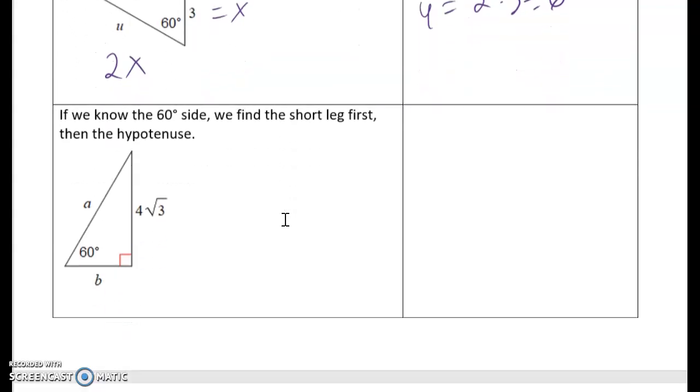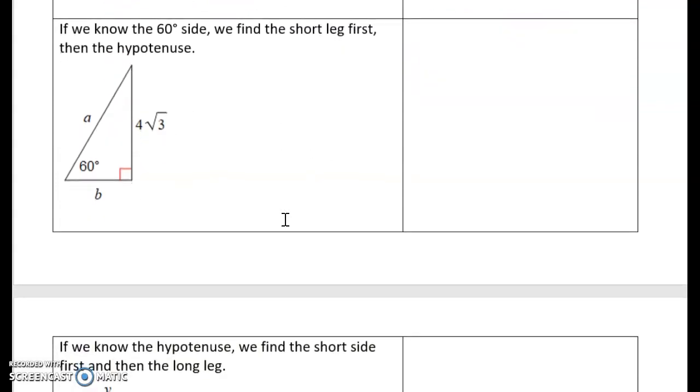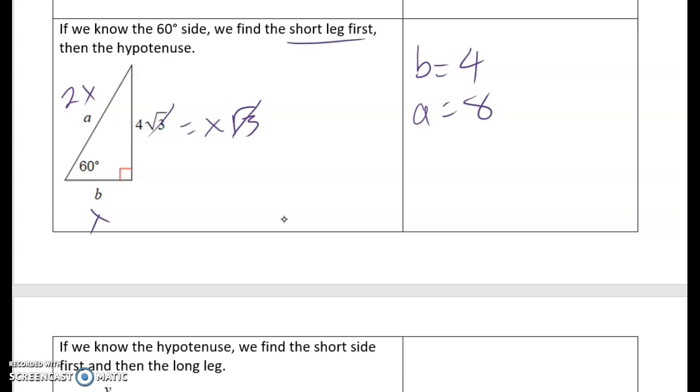Okay? Finally, if we know the 60-degree side, you have to find the short leg first and then the hypotenuse. So this is x square root of 3, if you will. If I wanted to figure out what x was, well, cancel out that square root of 3. X is 4. Okay? This side here is x, and this side here is 2x. So the bottom side, b, would be plain old 4. A would be 8. Again, I have to find the short leg first.